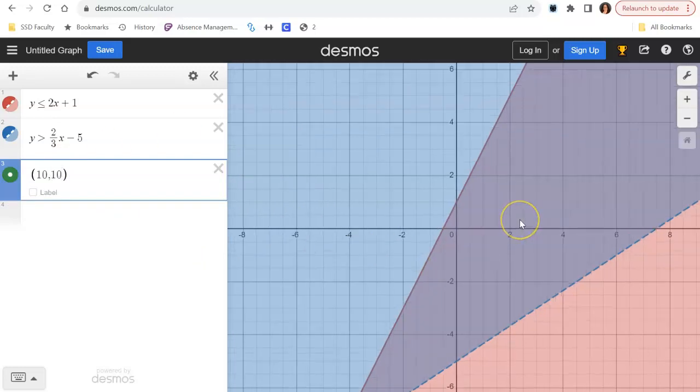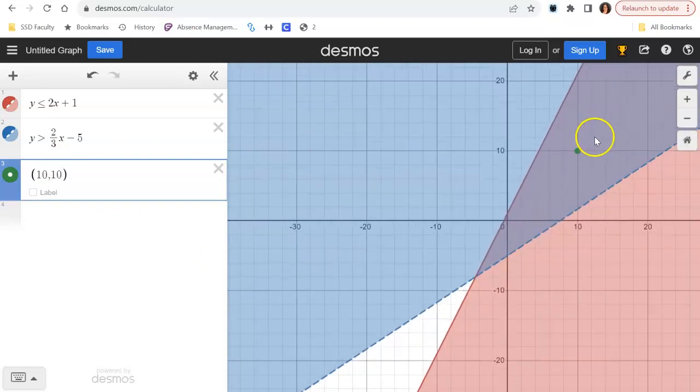Next, I would try the point 10, 10. I don't see that point, so I'm going to have to zoom out a little bit. 10, 10 is, in fact, in the region that's both blue and red on mine, and so I would circle that as an option. The next one is the point negative 10, 10, and when I look at that point, it is only in the blue section, so that means it's only a solution to the blue inequality, so I would not choose that as being a solution to the system.